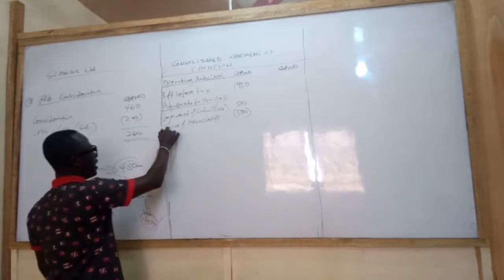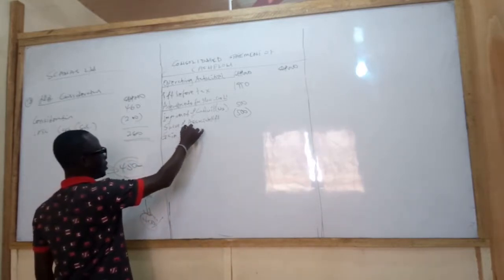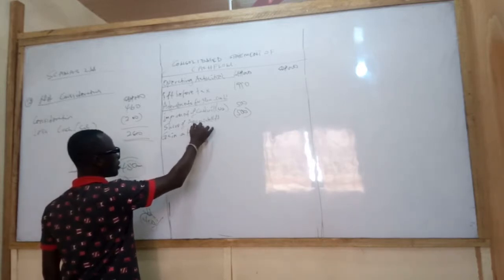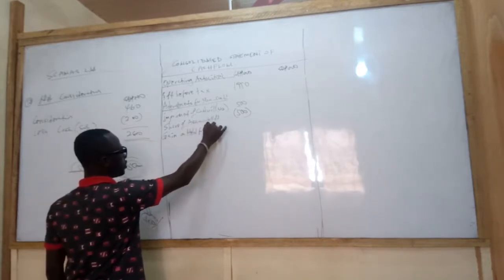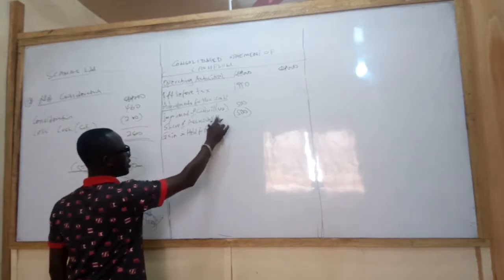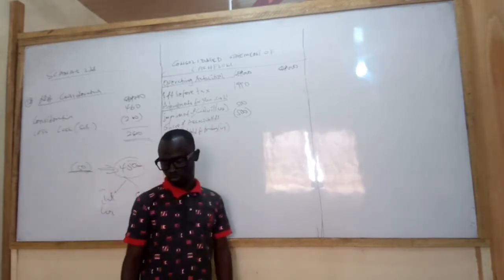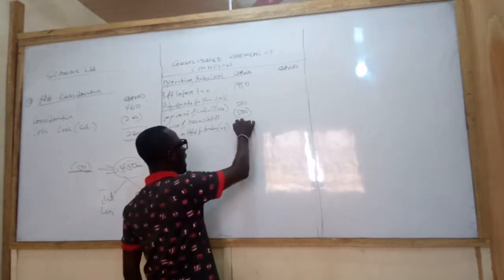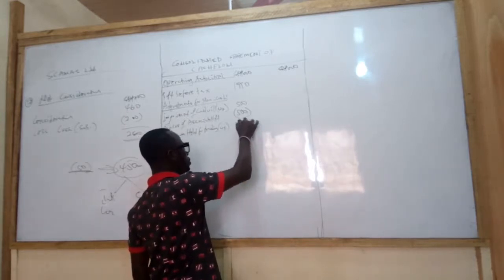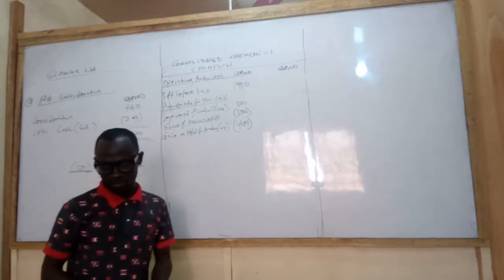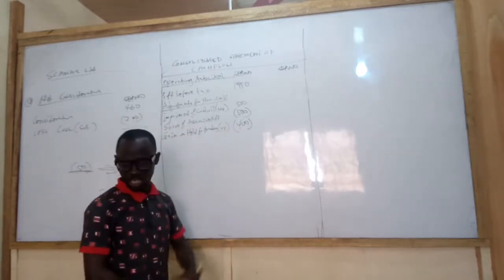Gain on held for sale. What workings was that? Workings 9. Held for trading. Workings 9. How much? That gain was added, so what do we do? We subtract it, right? Yeah. That's it.